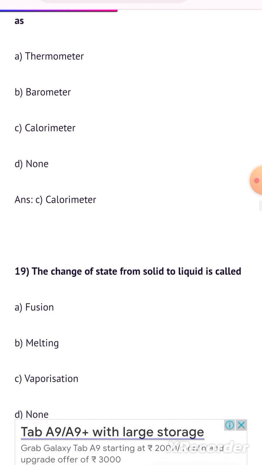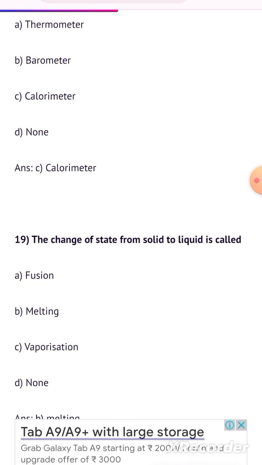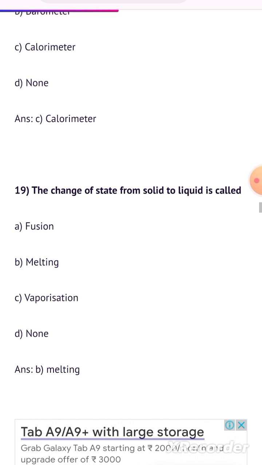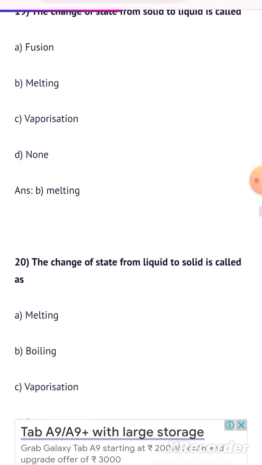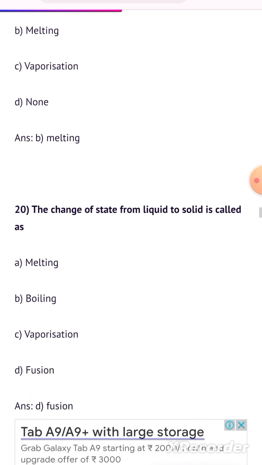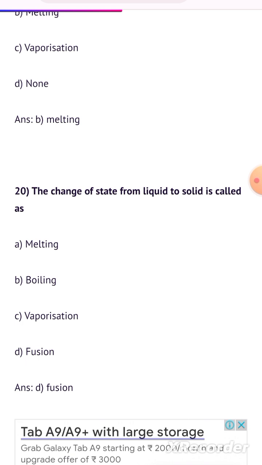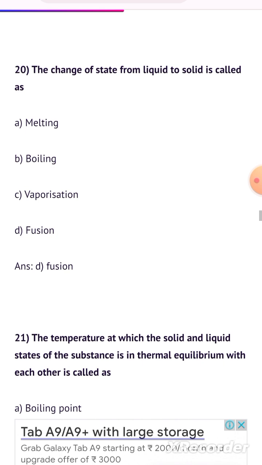Question number 19. The change of state from solid to liquid is called as... when an object changes state to liquid is called. So it is called fusion, melting, vaporization, none. So it is melting. Okay. The change of state from liquid to solid is called as... when a substance changes from liquid to solid, what should the process be called? It's called fusion. Okay. Melting and fusion are opposite.